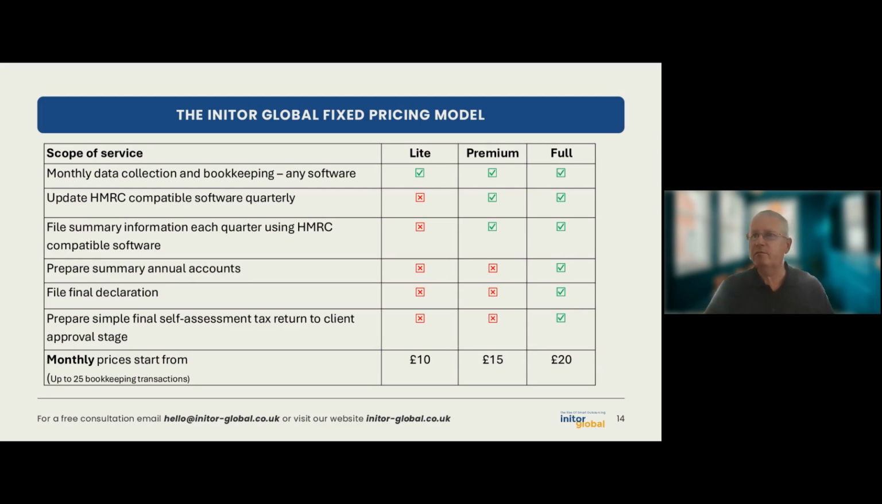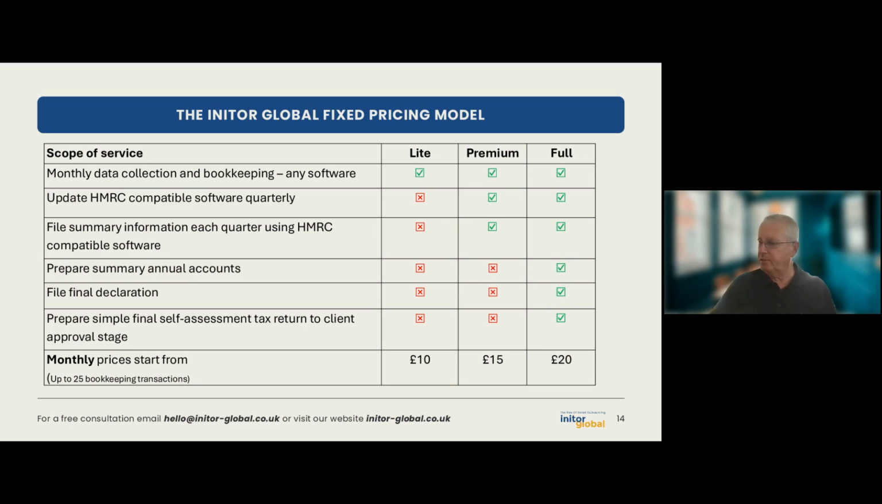So the minimum level, just a straightforward bookkeeping up to 25 transactions, £10 a month, right through to £20 a month, 25 bookkeeping transactions, but of course providing all those services. I think it's worth saying that when you look at how a bookkeeper working in a practice onshore would deliver those services, you would expect a rate of about £30 to £40 an hour for a bookkeeper, and for an accountant, maybe £50 to £70 per hour. So you can see the sort of cost benefits of outsourcing this work to an offshore supplier.